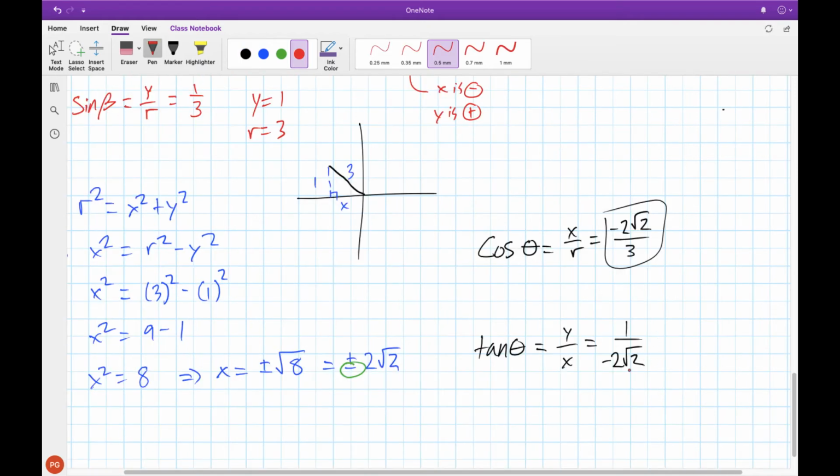To rationalize this, we need to get rid of our root. So by multiplying top and bottom by the square root of 2, we can do that and get -√2/4. If you're a little hazy on how exactly to rationalize denominators, take a look back at my website. There are lots of notes and examples on these types of questions.